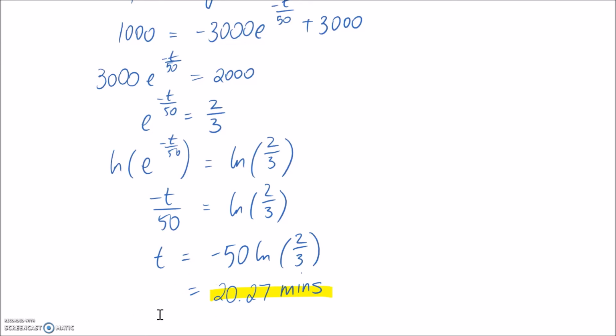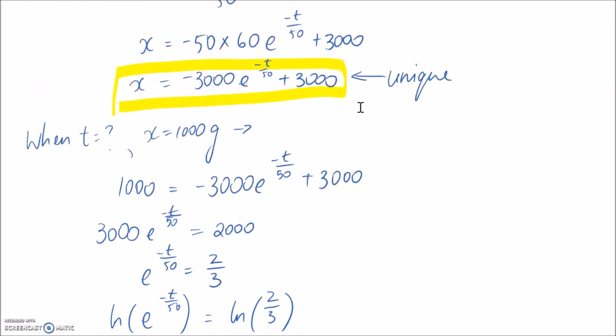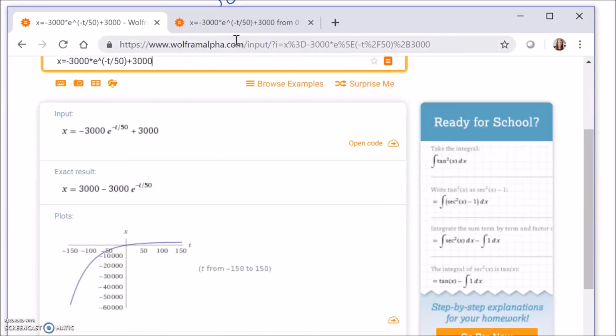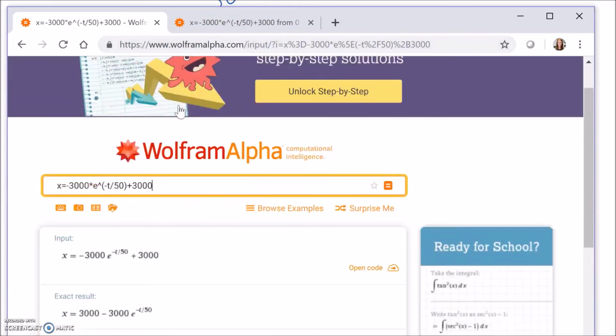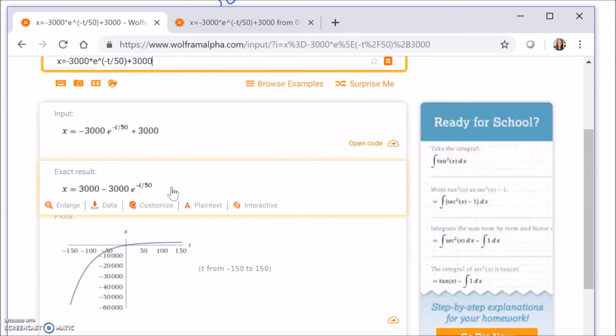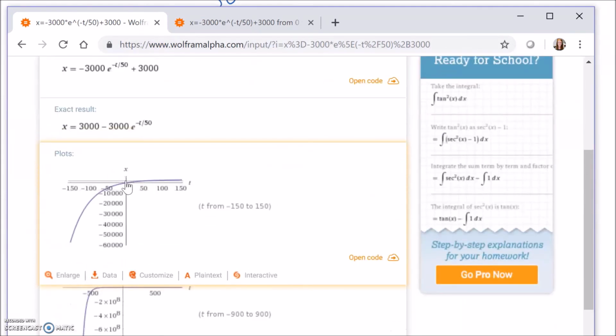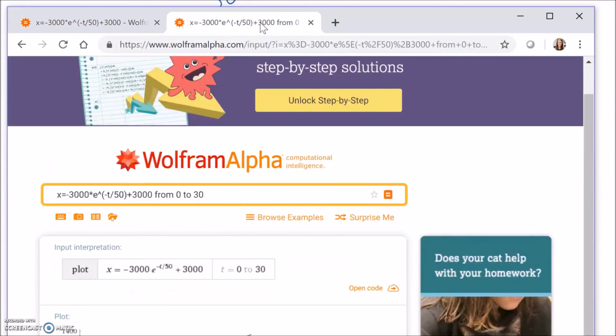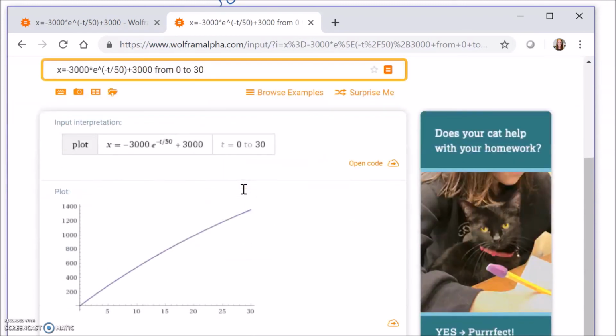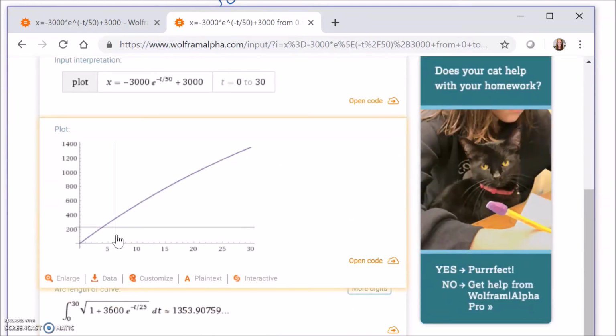Now, if you wanted to verify it visually using a graph, what you could do is go back and plot your unique solution. And I've done it here in Wolfram Alpha. So this here is just the equation. And if you have a look at it, this is how the amount x is going to vary over time t. Now, that's a bit of a zoomed out view. So over here, I've told it to look at it just from t is 0 to t is 30. So we get a bit better view here.